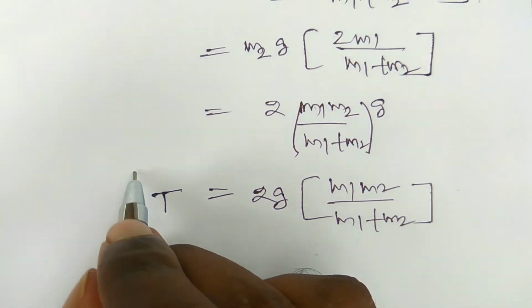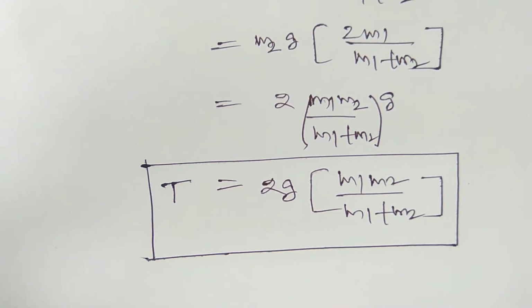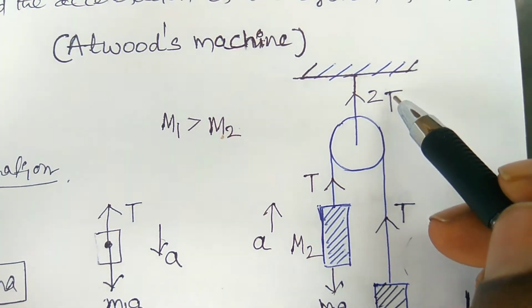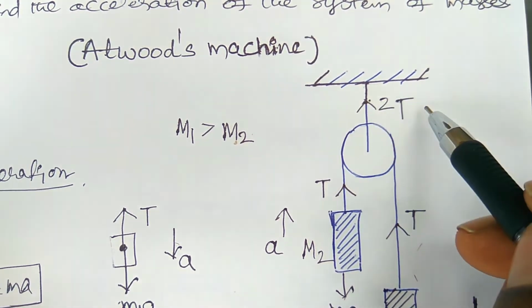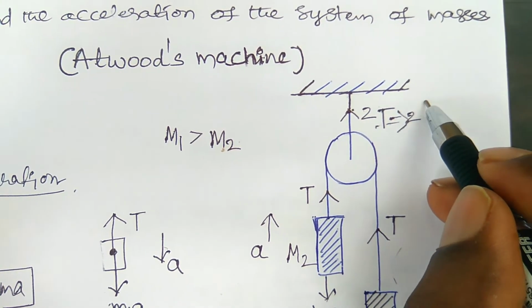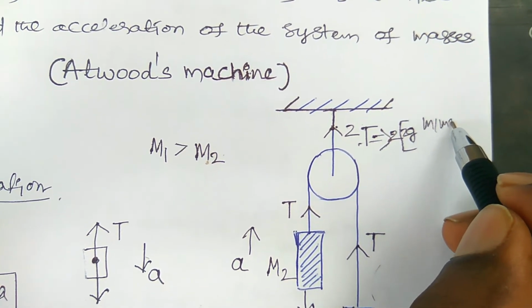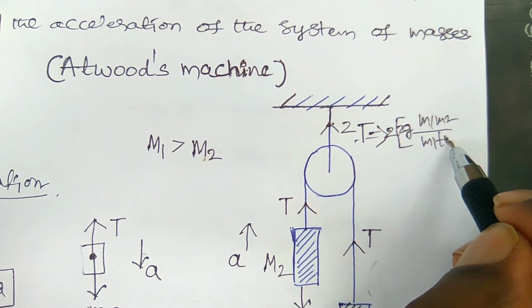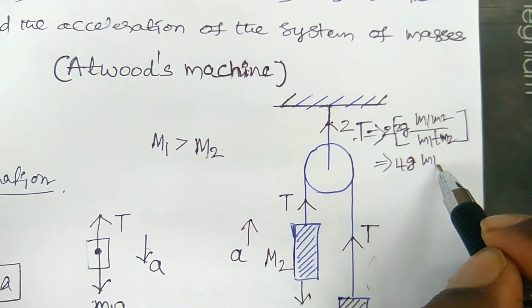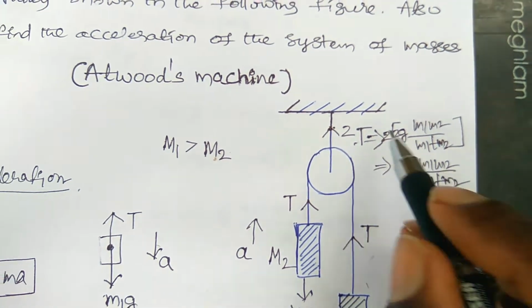So this is the tension in the string acted on by the two blocks, and we also need to find the tension acting at this point, 2T. So 2T is equal to 2 into T. What is T? That is 2g m1 m2 by (m1 plus m2). So here we can write that 2T is 4g m1 m2 by (m1 plus m2). So this is the tension acting at this point.